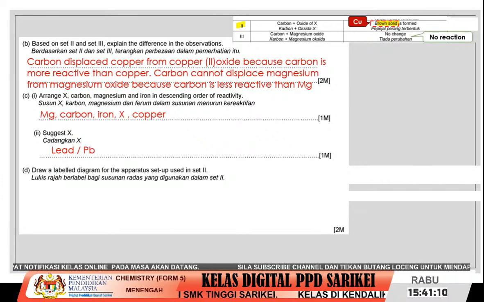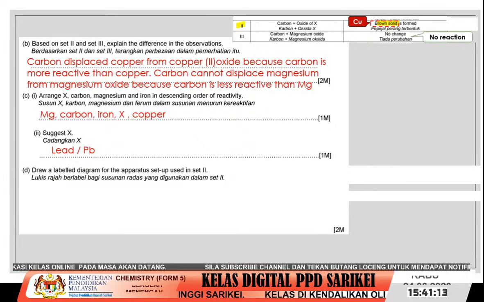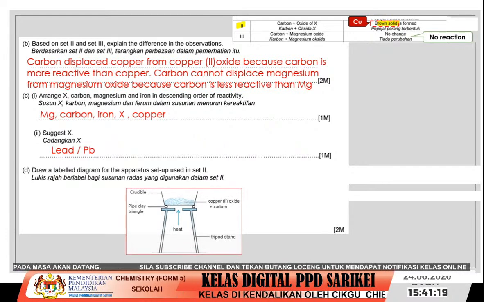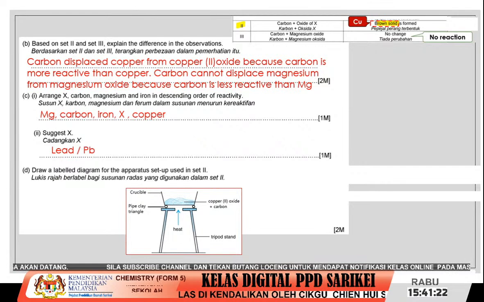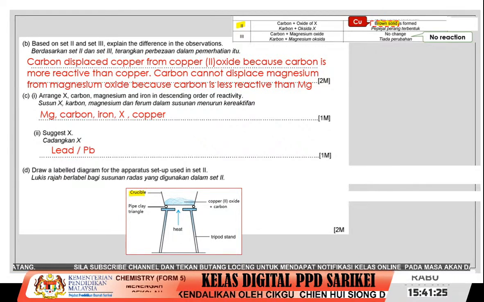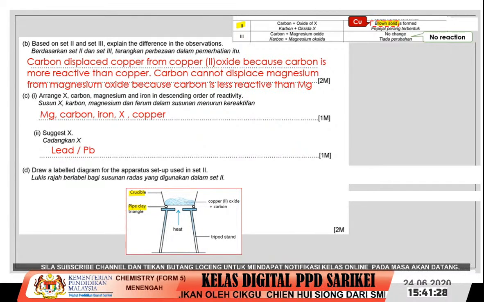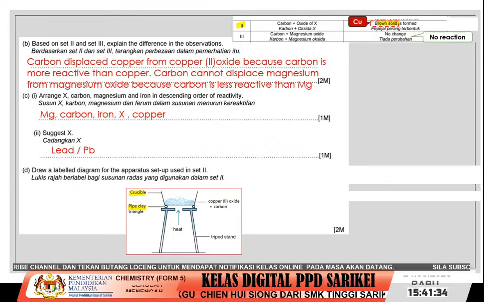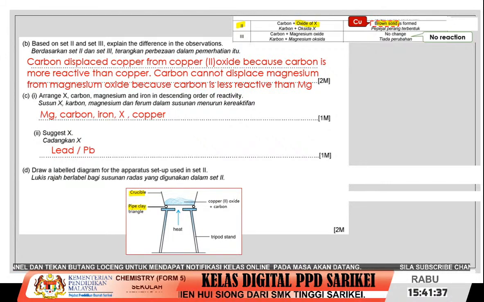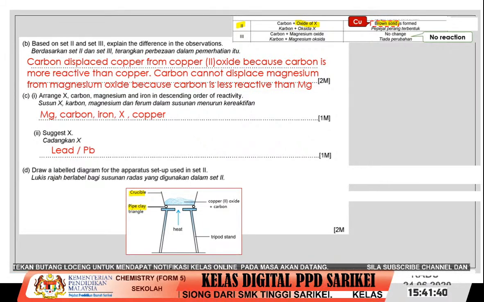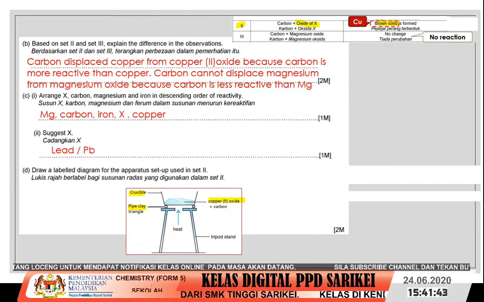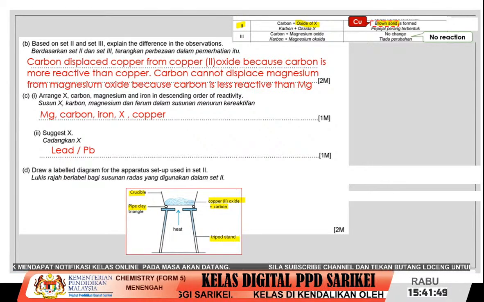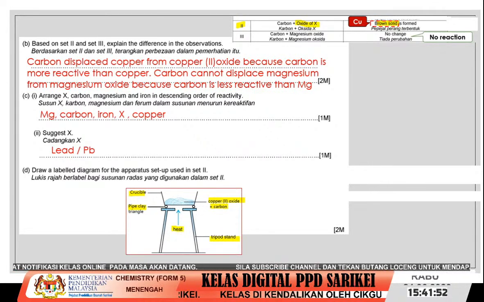D. Draw a labelled diagram for the apparatus setup used in set 2. So you need to draw a labelled diagram like this. You have a crucible, you need to label the crucible, you need to label the pipe clay triangle, and then the reactants that we use in set 2 is oxide of X, and we identified X as copper, so label copper(II) oxide added with carbon, and then tripod stand, and then remember to label heat with an arrow.